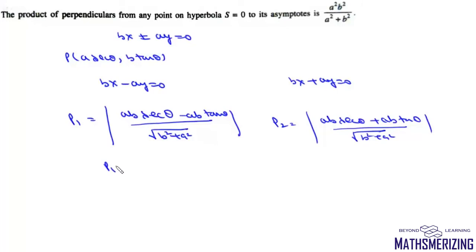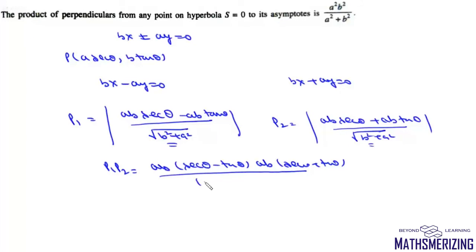Now we'll multiply them. We'll get p1 into p2 as ab into secant theta minus tan theta into secant theta plus tan theta upon under root a square plus b square into under root a square plus b square. So there will be a square plus b square. Now secant square theta minus tan square theta is 1. So this expression will be a square b square upon a square plus b square. So the product of perpendiculars from any point on the hyperbola to its asymptotes is always a square b square upon a square plus b square, and it is independent of theta.